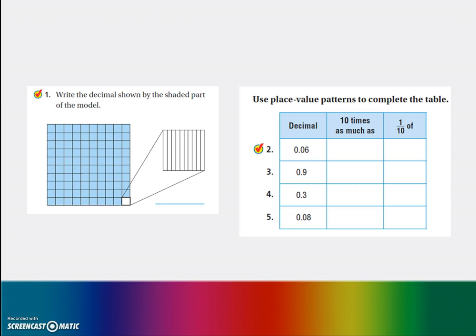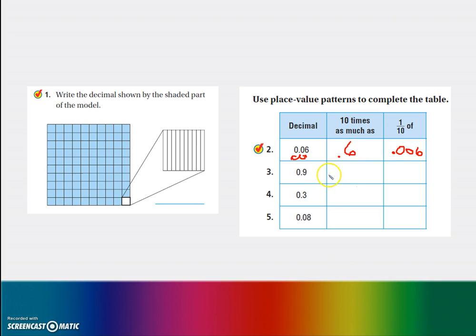So let's do this example. 10 times 0.06, excuse me, that's 6 hundredths. 10 times that would be 6 tenths. So we're starting out with 6 little squares on our grid, and now we end up with 6 columns. Finding 1/10 of that, we go in the opposite direction, and we put the decimal to the left one place, and we end up with 6 thousandths. That's 6 little specks inside of one square.